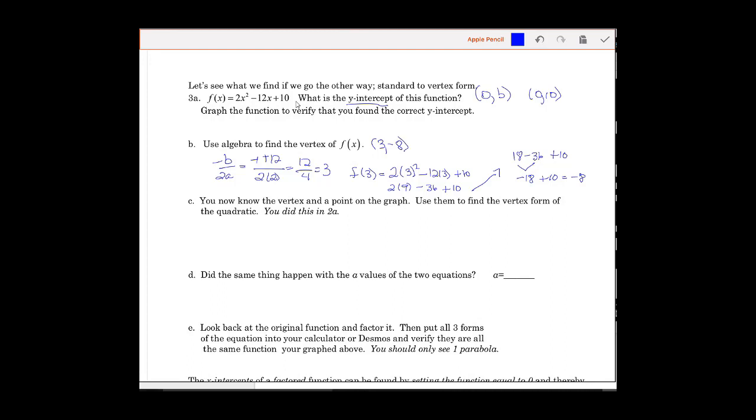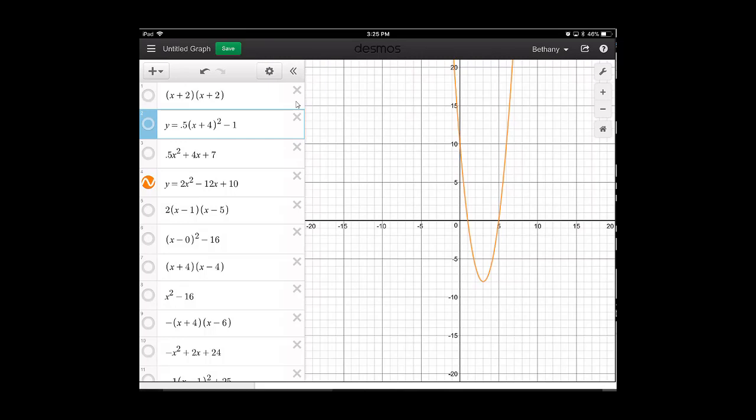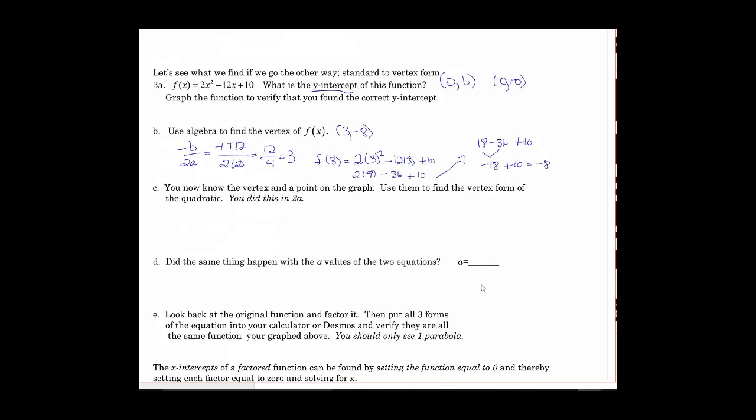Okay, and we can verify that. Let's go verify it with the graph. This was the original version of my equation, and I want to make sure that I found the right vertex. The vertex for that one is going to be 3, negative 8. So we did it right. So now we know a point, and we know the vertex, so let's find the vertex form.